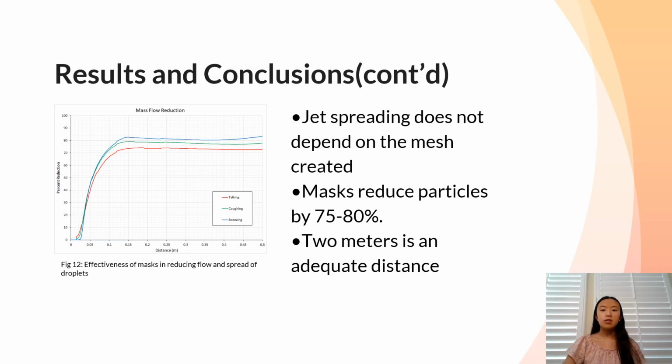From my plots, I also noted that wearing a mask reduces the velocity of particles exhaled by 75 to 80%, depending on the type of exhalation method. Lastly, 2 meters is an adequate distance for social distancing, since there is a significant velocity reduction in transport of droplets. If I were to continue this research, I would take more factors into my simulations, such as temperature, humidity, and situational conditions to see how this would affect the droplet velocity and distance.